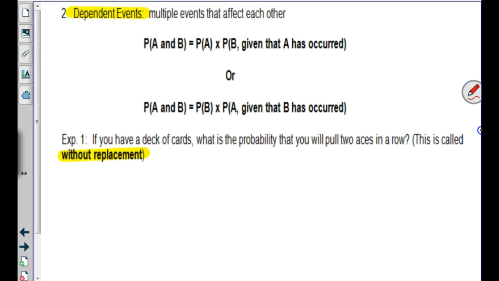So for the probability of things happening twice, the probability of A and B, you do the probability of A times the probability of B given that A has occurred, or B times A given that B has occurred. That sounds really crazy. You just think about the probability of each event and multiply them.